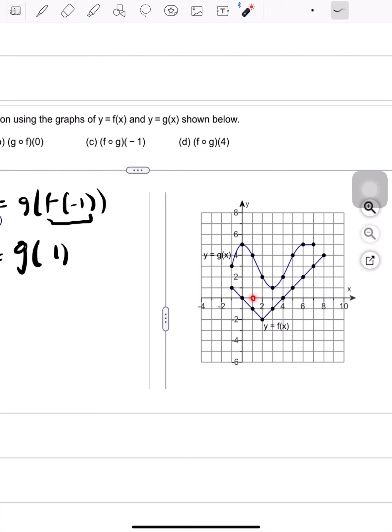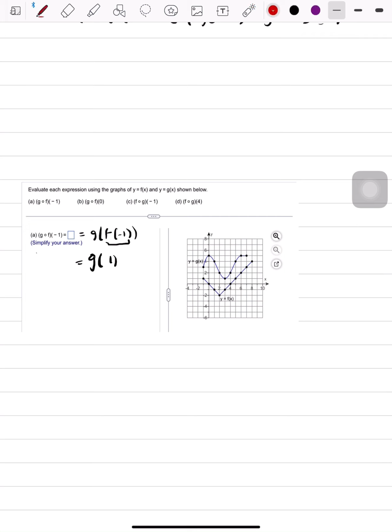This is where I stopped because that's where the function is. And that value, that output, is 4. So g of 1 is 4, and that's your final answer. That is the answer to the composition of this function. So see, no different. It looks different because it's a graph, but it's still done the same.